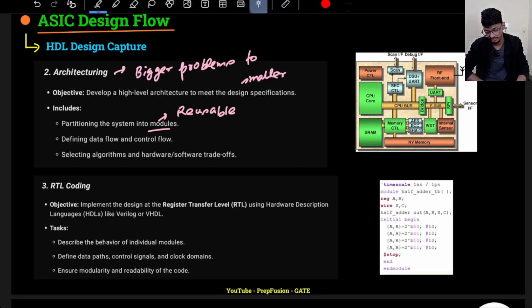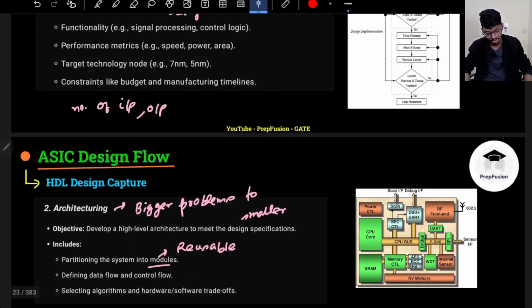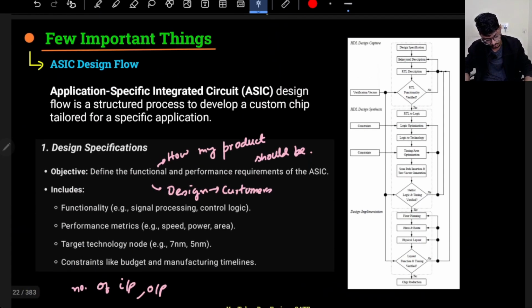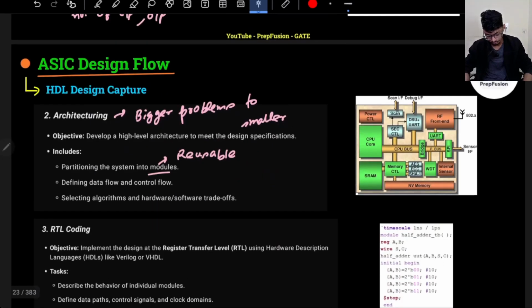Okay, now defining data flow and control flow, like how the data will flow from the input to output. All those things will be defined in the behavioral model. Selecting algorithms and hardware software trade-offs. As I told you, right? I can build a 4:1 mux in many ways. One of the ways is with 2:1 muxes. So I have selected 2:1 mux as the hardware for the 4:1 mux. Okay, you can design something else as well. You can decide something else as well. So all these things will be decided in the architectural, that is here in the behavioral description.